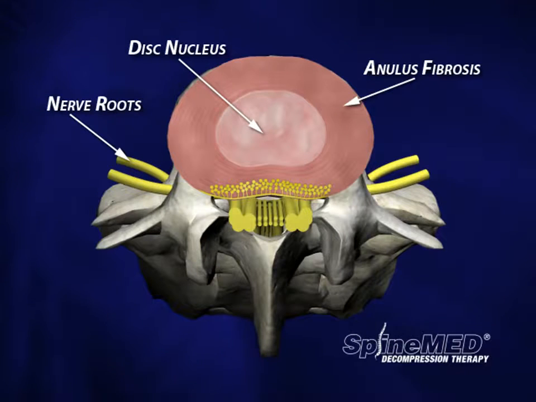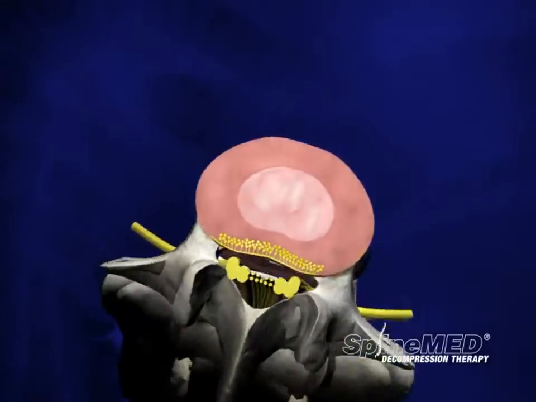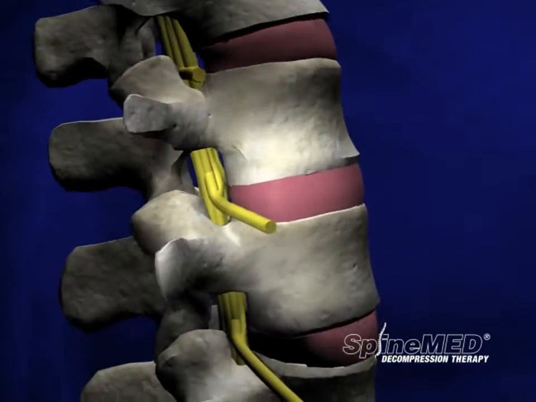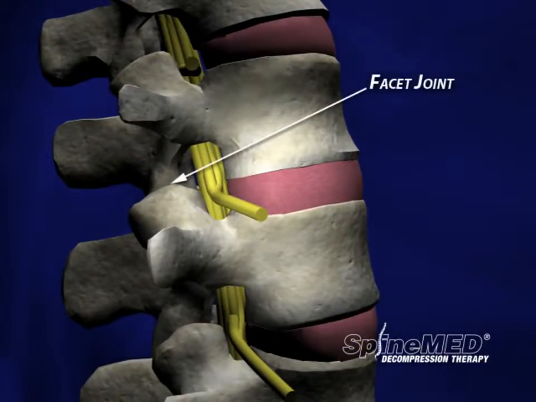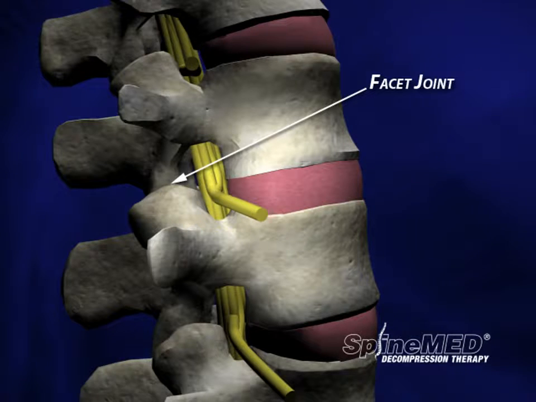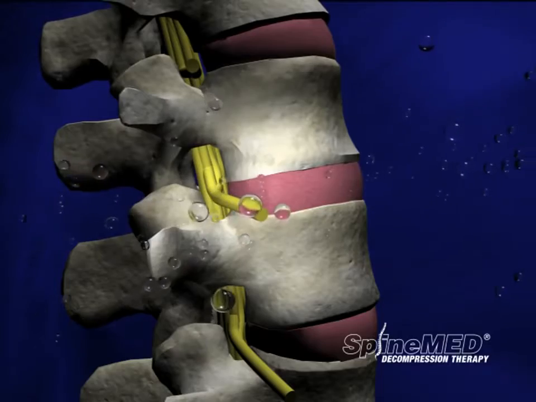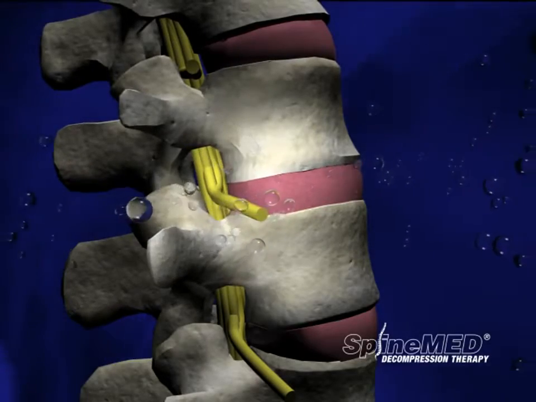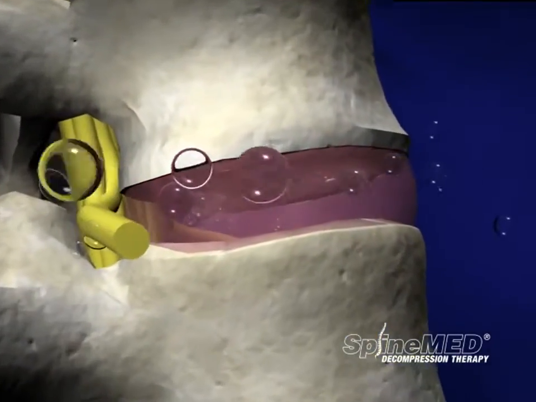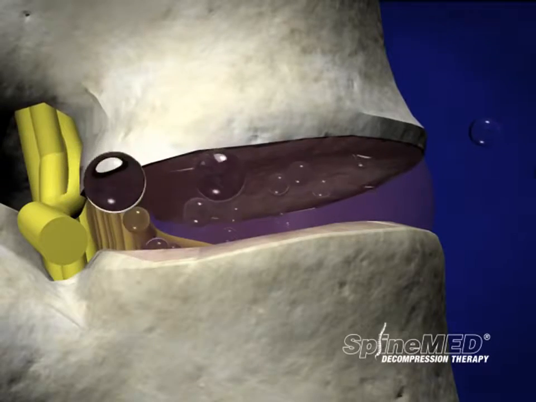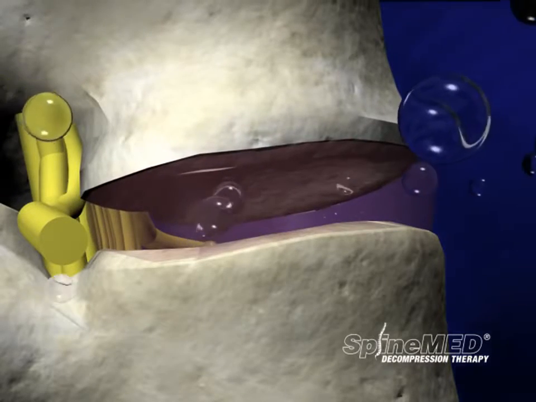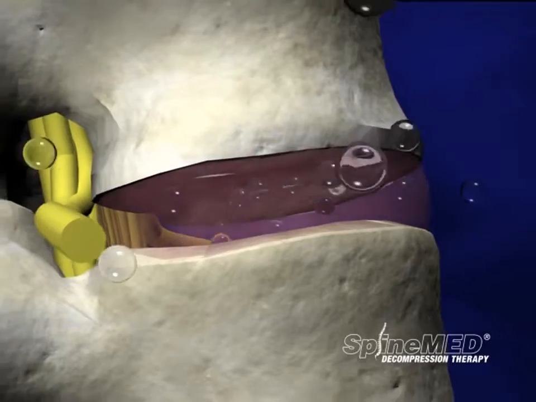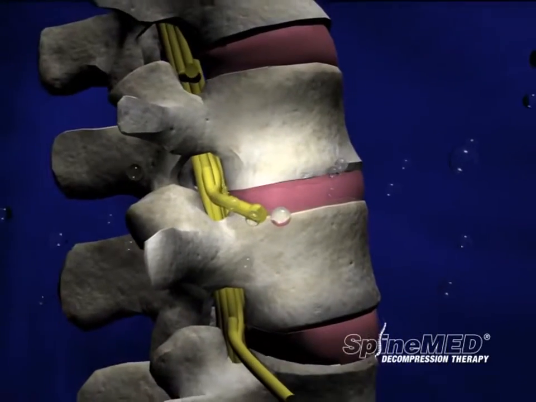The spinal nerve roots, seen here in yellow, are extensions of the brain and spinal cord. The facet joints are located just behind the spinal nerve roots. It is at these joints that the vertebrae make contact as they are stacked upon one another. The disc relies on the transfer of fluids and nutrients from the vertebrae above and below, as well as the outer layer of the annulus to stay healthy.